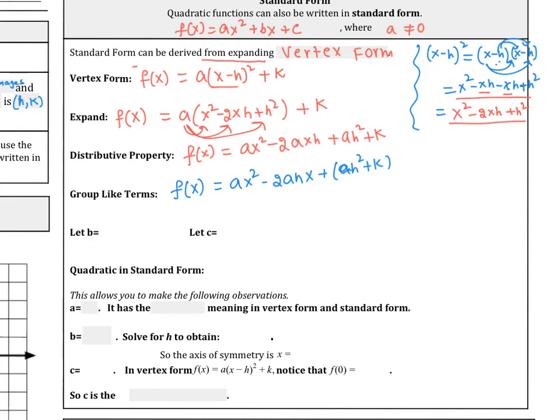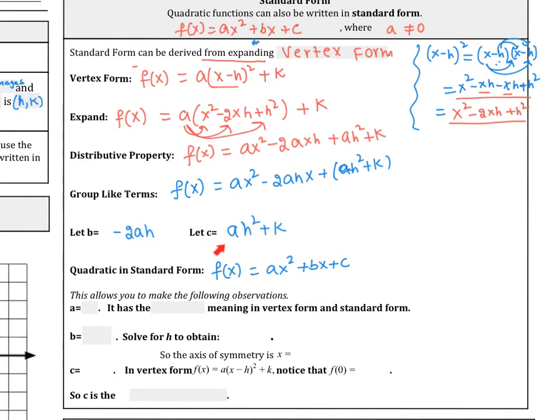So let b be the term that is next to x. So b is going to be negative 2ah. c is ah squared plus k. So in that way my term will be ax squared as it is. I assume that this is b, so I plugged in b here for negative 2ah, and for this one I plugged in c.